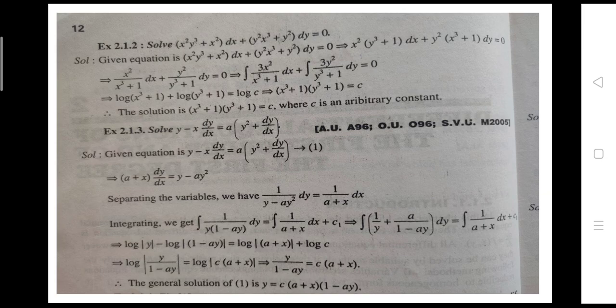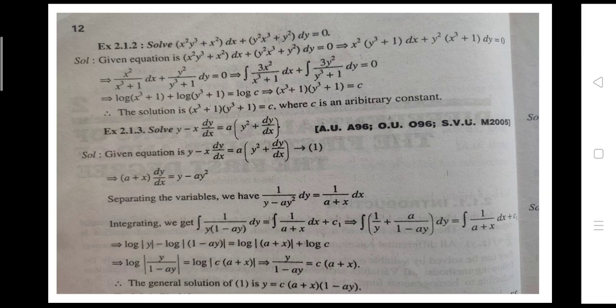And we see another example. Solve x square y cube plus x square into dx plus y square x cube plus y square into dy is equal to 0. And this is also based on the variable separable method. So the given equation is x square y cube plus x square into dx plus y square x cube plus y square into dy is equal to 0.